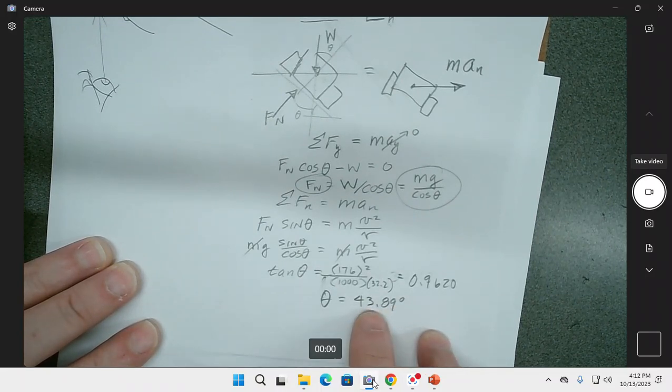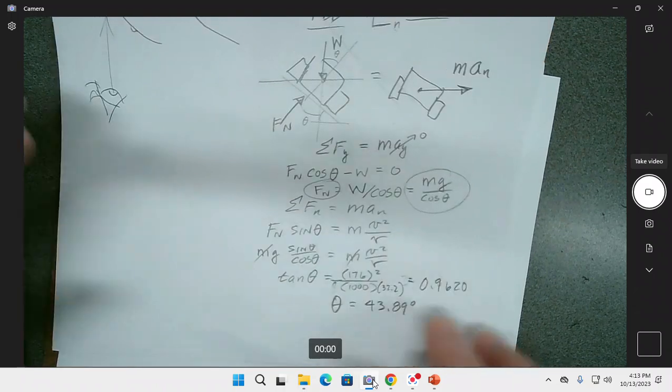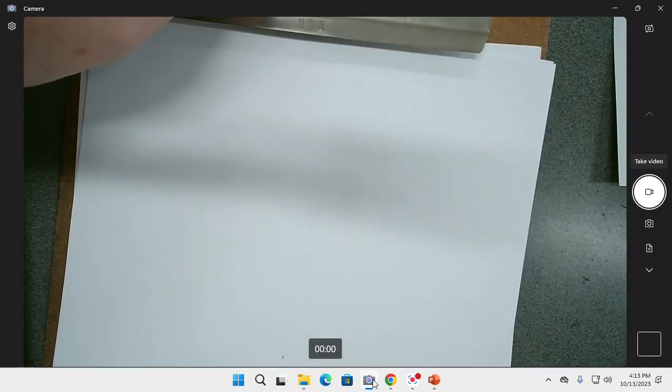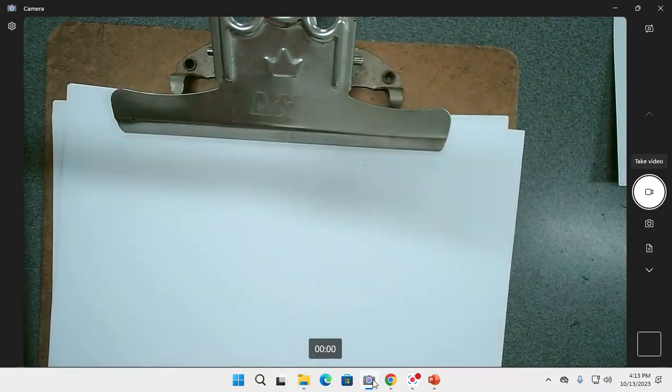This is suspiciously large right here. I wouldn't have thought that it would be that close to 45 degrees. Okay. So their numbers might be a little off.